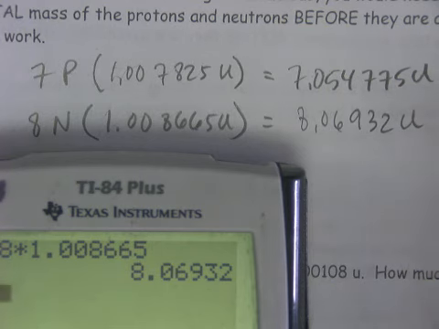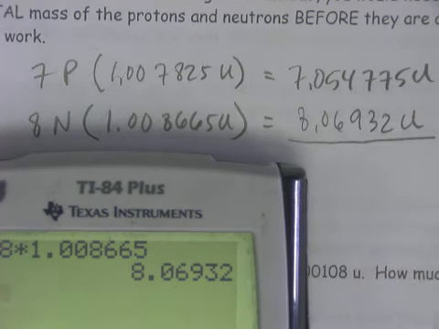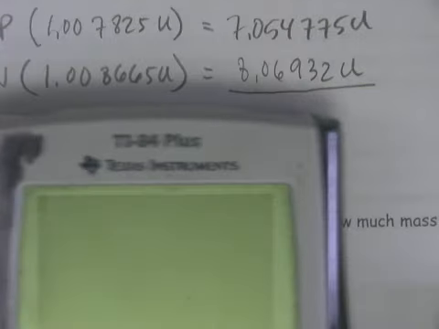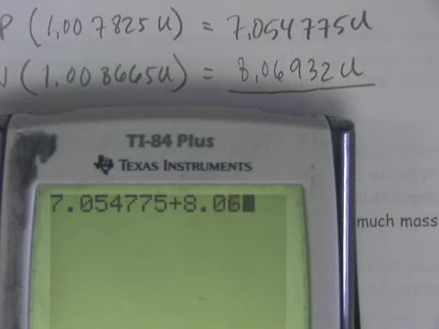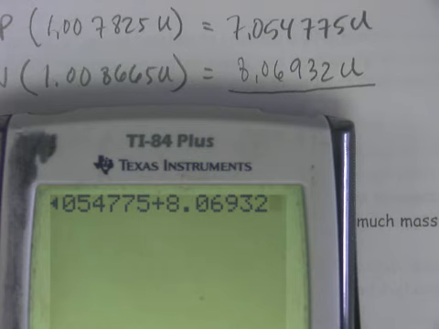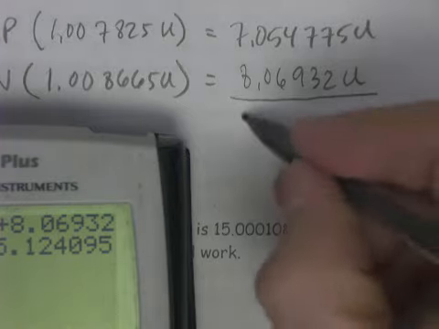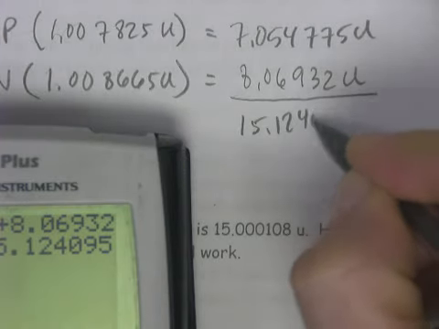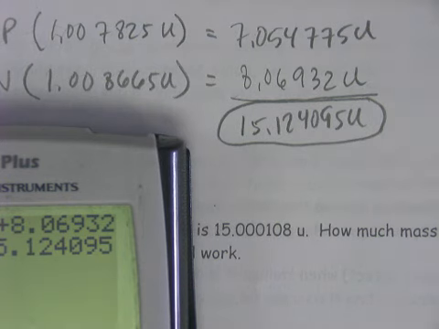And then all I want now is the total. So I want to add those together. This would be just how much I have altogether. So I'll take 7.054775 plus 8.06932. And there it is. Alright, so let me record that. That's 15.124095 U's. Okay, so what does that number mean?